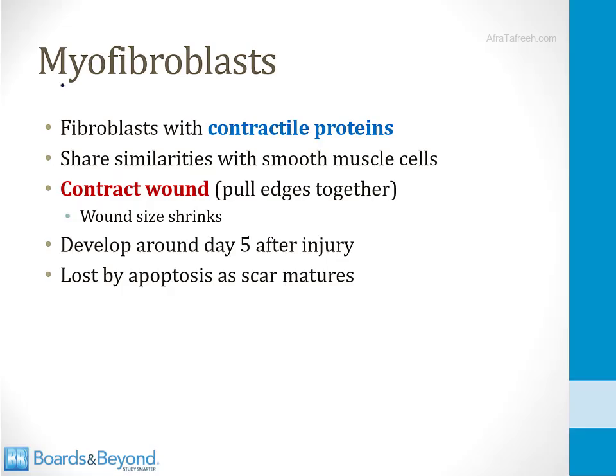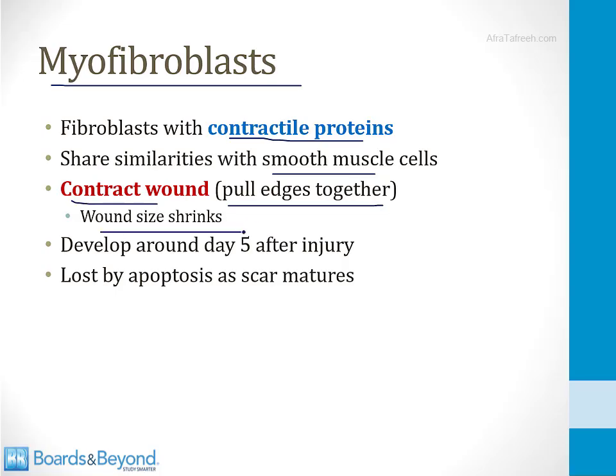Myofibroblasts are a special type of fibroblast that contain contractile proteins. They share many similarities with smooth muscle cells, and their role in scar formation is that they contract the wound, they pull the edges together. And because of these cells, wounds actually shrink over time. If you have a large wound on your skin, over time it will get smaller because these cells pull the edges together. They initially develop within wounds around day 5 after an injury, and they're lost by apoptosis as the scar matures. But what you want to remember is these are the cells responsible for contractions of wounds.